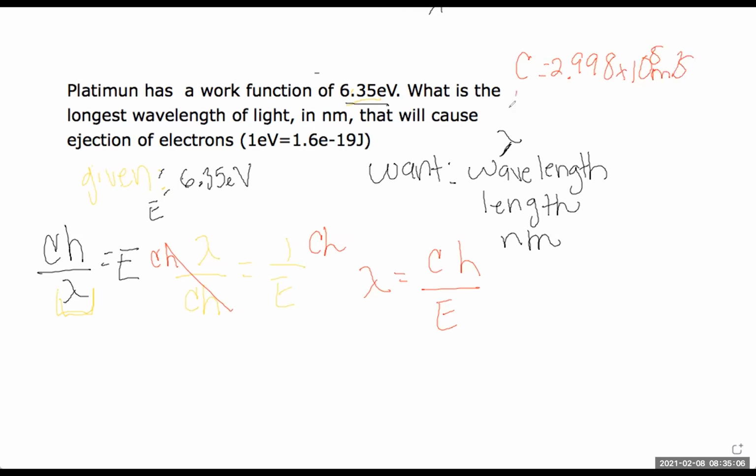What about H? What is H? Planck's constant. And what is the value for H? I believe it's 626. Right, 6.626, like Lilo and Stitch, 626. I don't know why that just came to mind. Times 10 to the negative 34 joules times seconds.